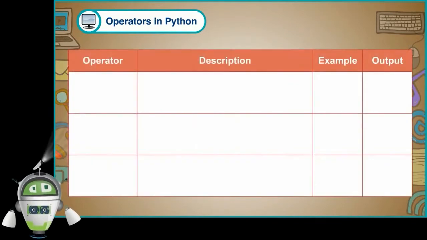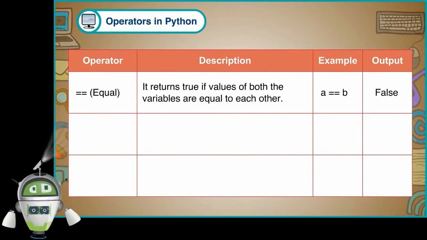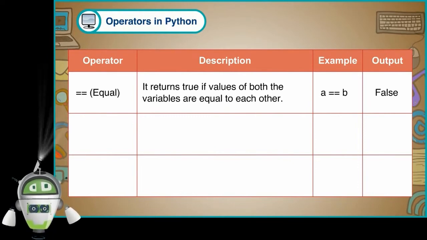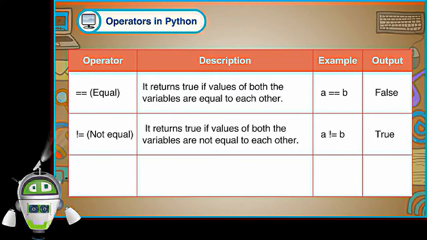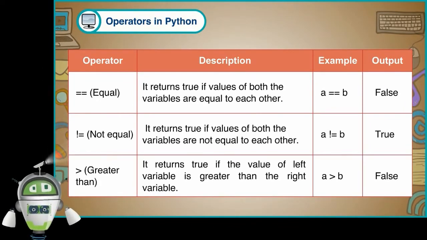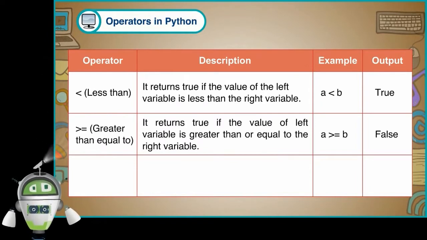Operator, description, example, output. Equal. It returns true if values of both the variables are equal to each other. A is equal to b, false. Not equal to. It returns true if values of both the variables are not equal to each other. A is not equal to b, true. Greater than. It returns true if the value of the left variable is greater than the right variable. A is greater than b, false. Less than. It returns true if the value of the left variable is less than the right variable. A is less than b, true. Greater than equal to.